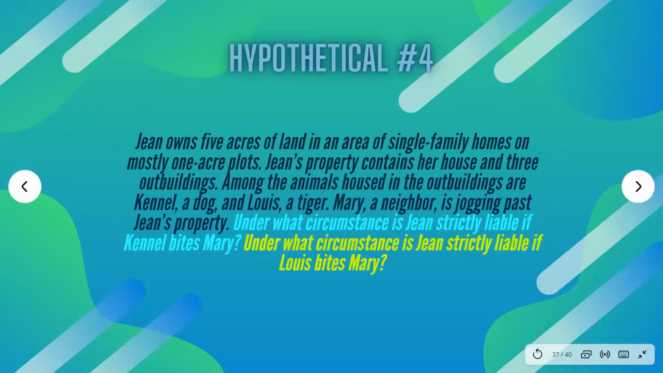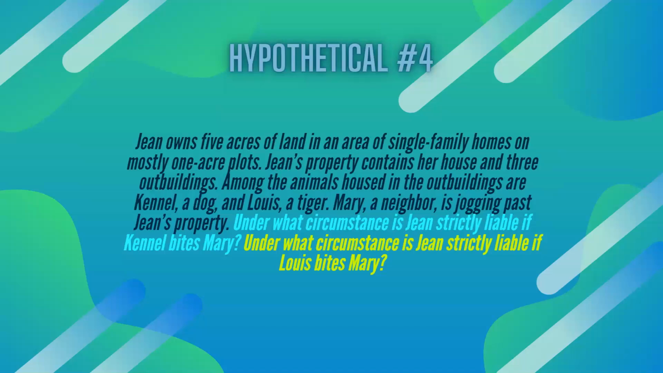The fourth hypothetical, Jean owns 5 acres of land in an area of single family homes on a mostly 1 acre plot. Her property contains her house and 3 outbuildings. Among the animals housed in the outbuildings are Kennel, a dog, and Lewis, a tiger. Mary, a neighbor, is jogging past Jean's property. We don't know to what degree she's jogging past Jean's property. Under what circumstances is Jean strictly liable if Kennel, the dog, bites Mary?